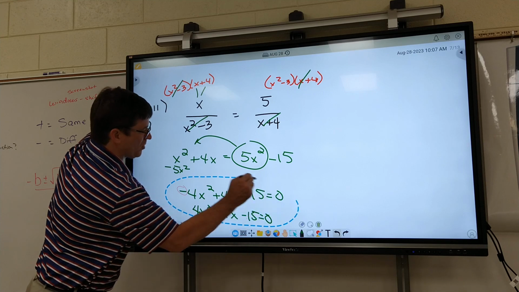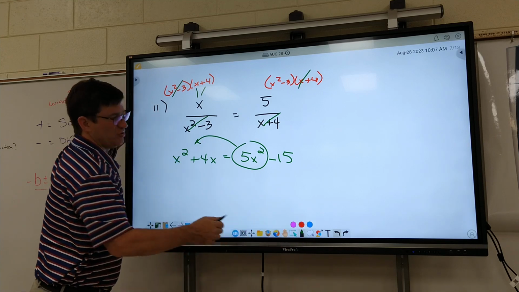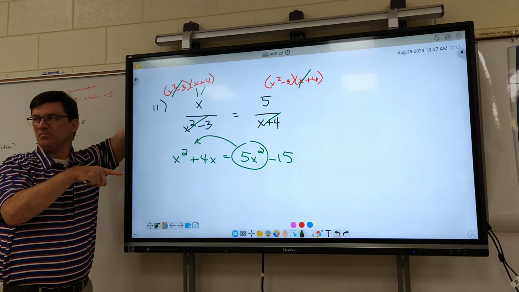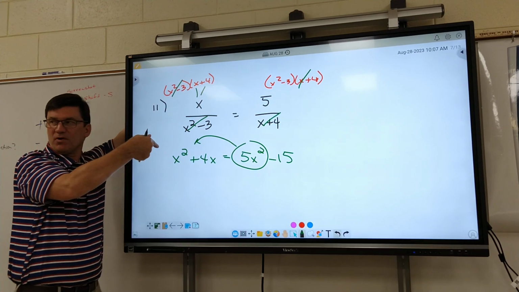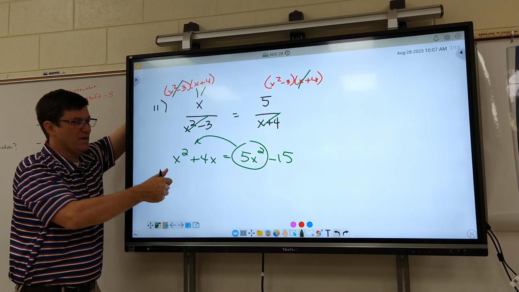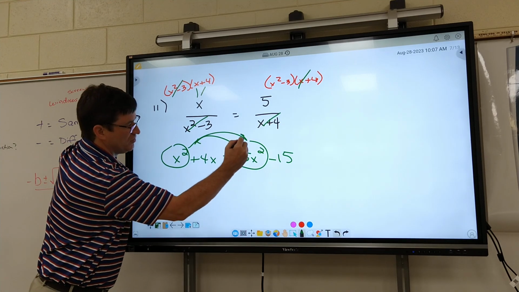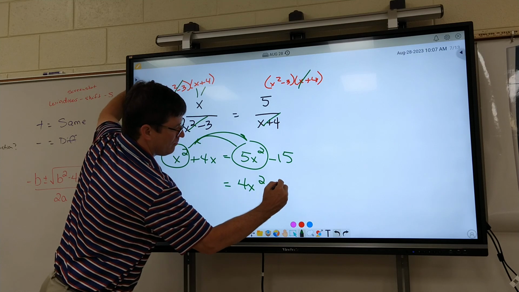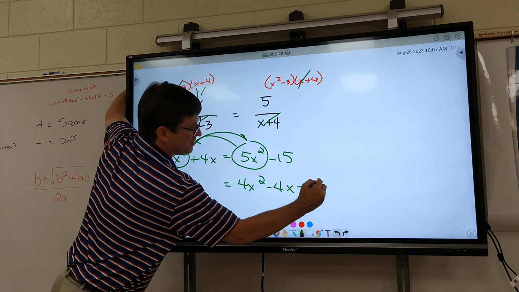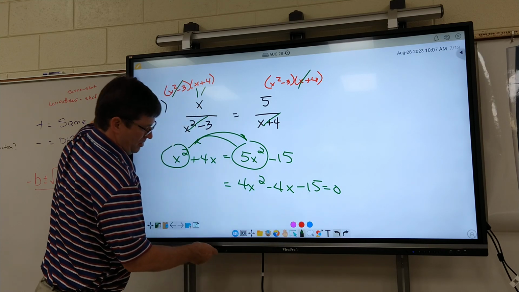Let's go back up to where we started right here, so you can eliminate that issue. So you don't want to move the 5x squared over here because I know it's going to give me a negative. I'm going to take 1x squared and move it over there. That gives me positive 4x squared minus 4x minus 15 equals 0.